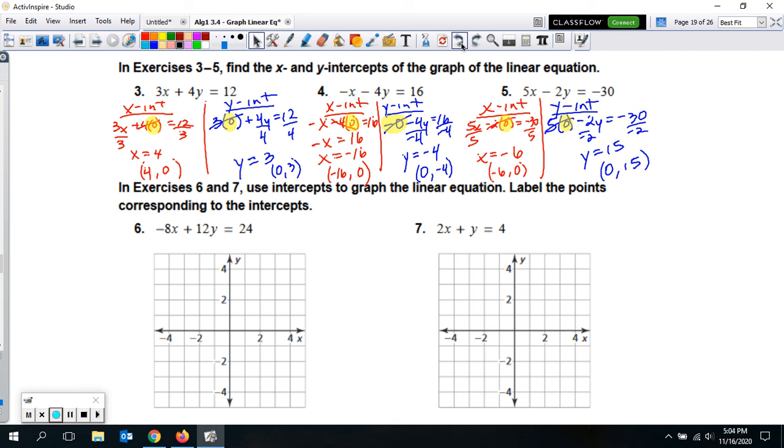All right, so at this point, we're going to move on to number 6 and 7. We need to do the same thing. Find the x-intercept, find the y-intercept, but we're going to go one step further and plot those on a graph, and then just connect the dots.